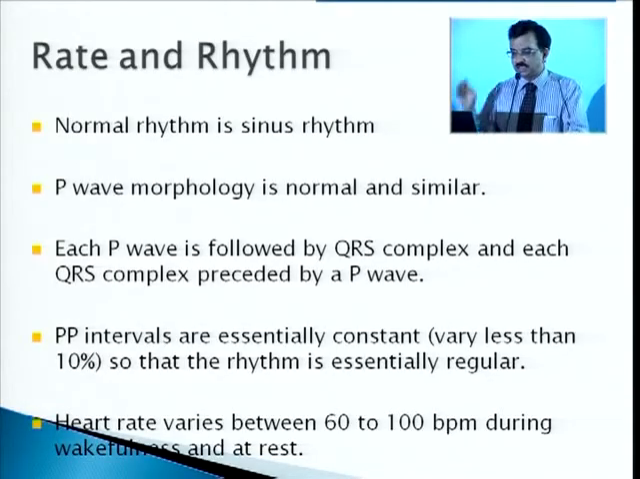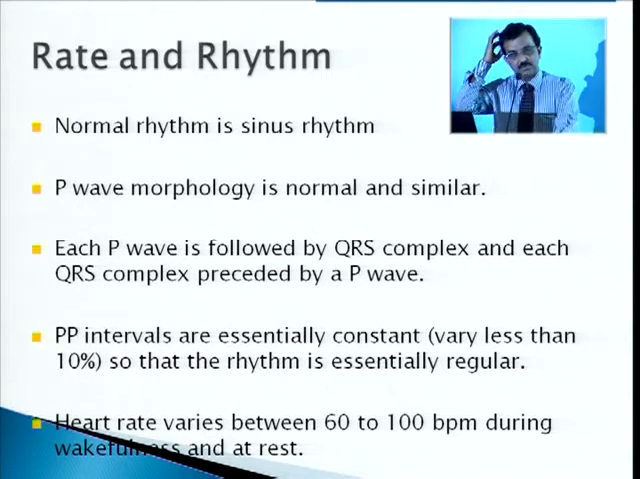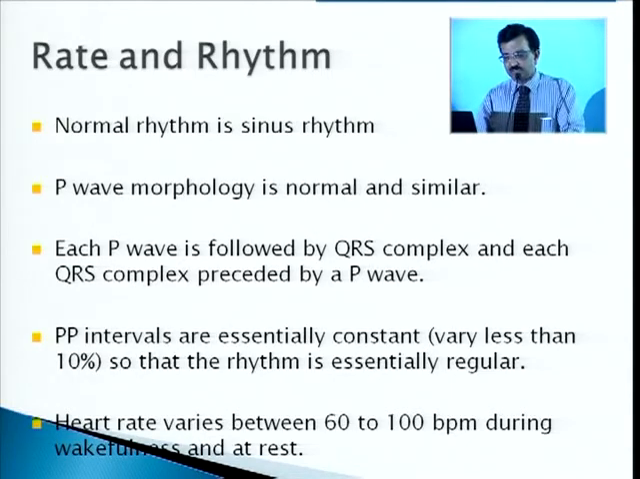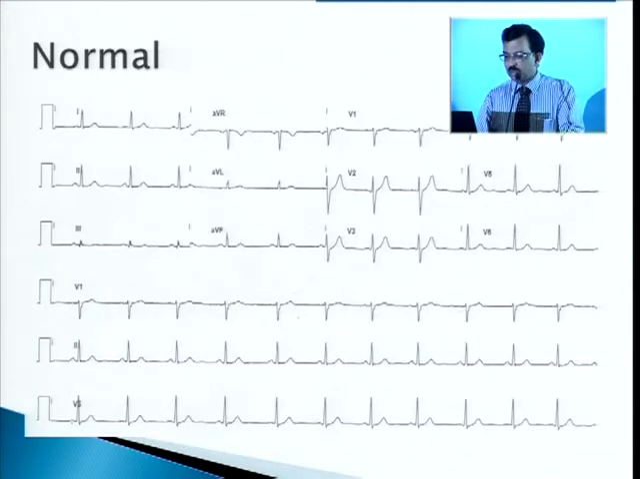Now coming to the rate and the rhythm, normal sinus rhythm is defined like this. The P wave morphology is normal and similar. Each P wave is followed by a QRS, and each QRS complex is preceded by a P wave. The PR interval varies by less than 10%, so there is not much irregularity, and the heart rate varies between 60 to 100. So this is a normal ECG.